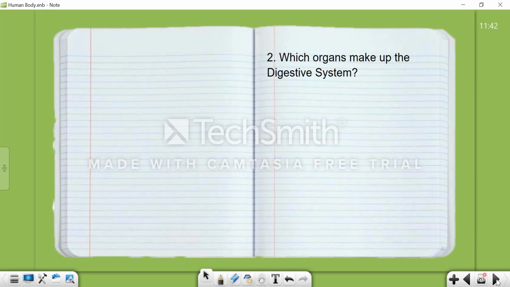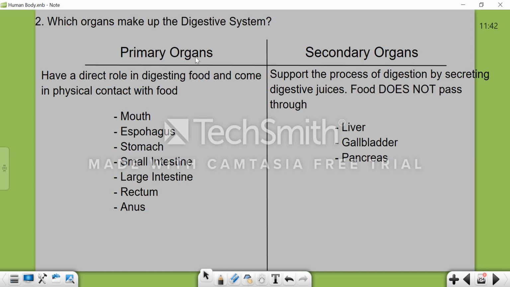So which organs make up the digestive system? We're breaking into two parts: primary organs and secondary organs. If it is primary, first, it has a direct role to play in digestion. It actually touches the food. Your mouth, esophagus, stomach, small intestine, large intestine, rectum, and anus. These all touch it in some way. Secondary organs do not touch the food. They're just helpers, they're assistants, but they never actually touch the food. That's going to be the liver, the gallbladder, and the pancreas.